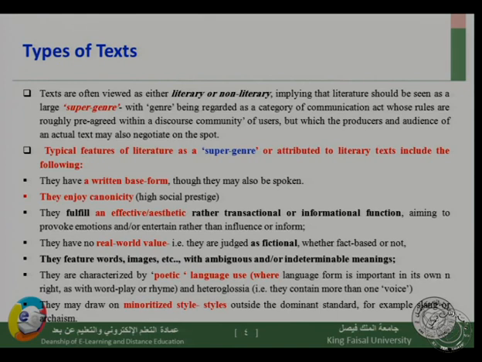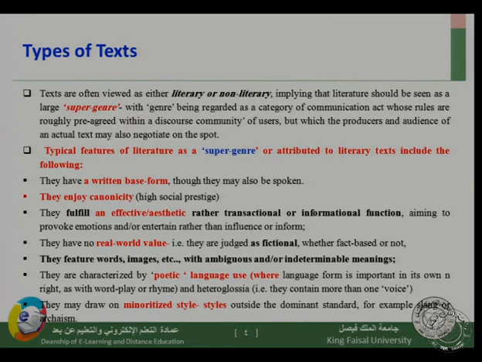Now you say to me, okay, Dr. Halimah, how can I distinguish literary text from non-literary text? I say to you, you have to look at the following features, the following characteristics. When you see a text, you can tell whether it is literary or not if you are aware of these features. Number one, a literary text should have a written base form. It should be written. I know there are some spoken forms, but the majority of literary texts are written.